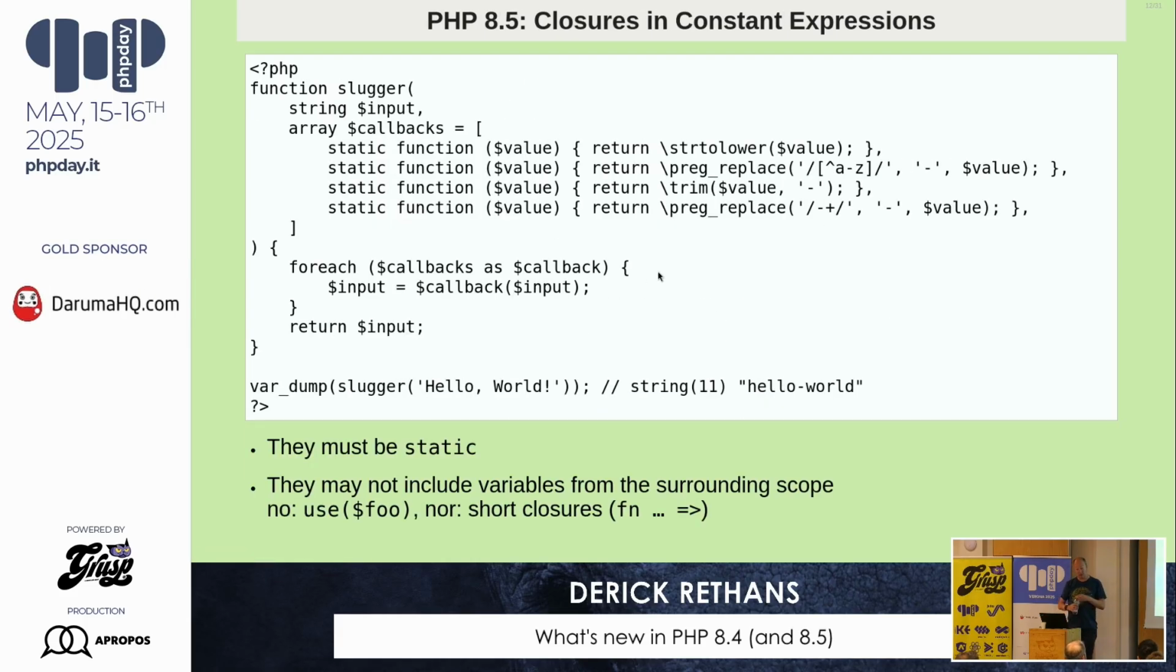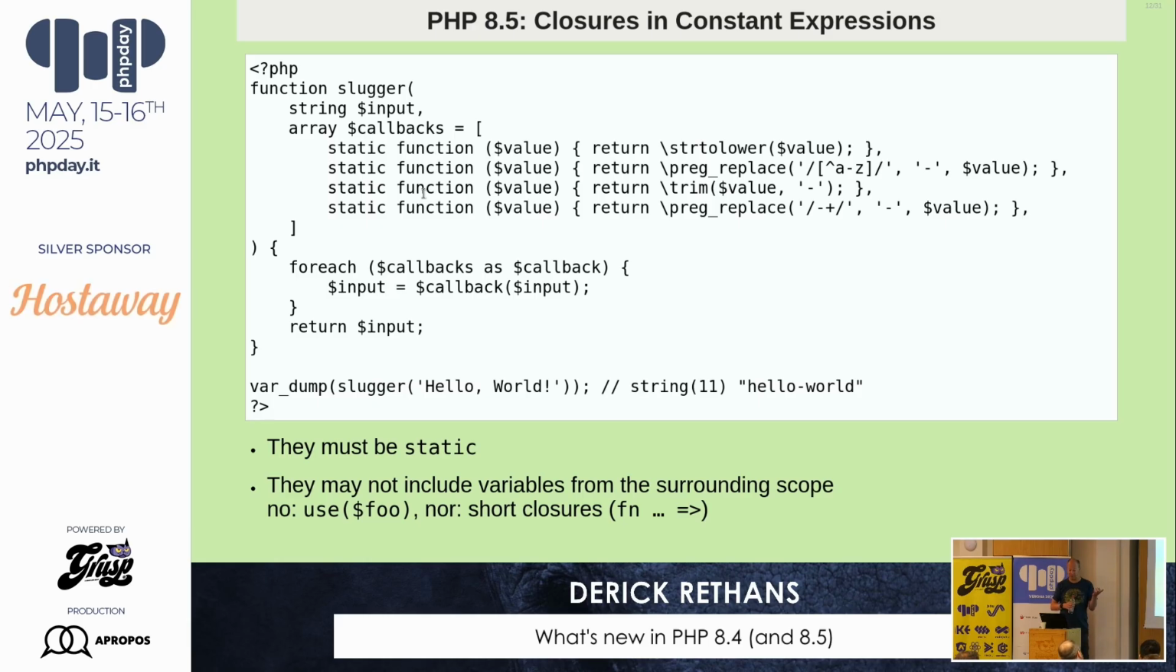Right. Now, this is a PHP 8.5 kind of thing. So earlier, we could already have constant expressions. They were introduced in PHP 8.4, where you could have an expression in this case, in a default value, right? So I have string input and then array callbacks. It has a default value that has the closures in it. But this wasn't allowed yet. This is something that's going to be newly allowed in PHP 8.5.